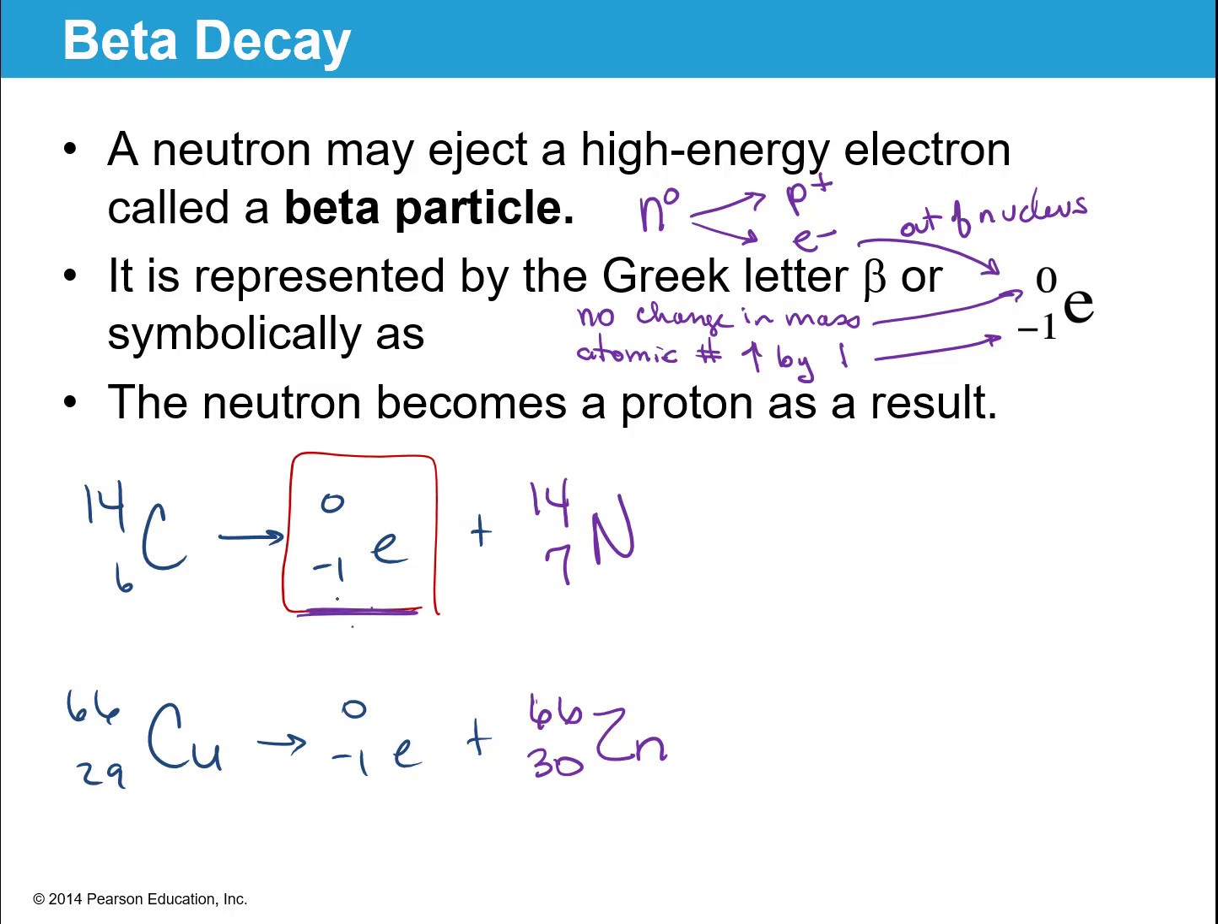But this is really the way to identify beta. So if you see this electron with a 0 and a -1, then you know it's beta decay. In order to identify beta decay, look for that electron being a product. So the electron will always be a product in this reaction. It gets shot out of the nucleus.